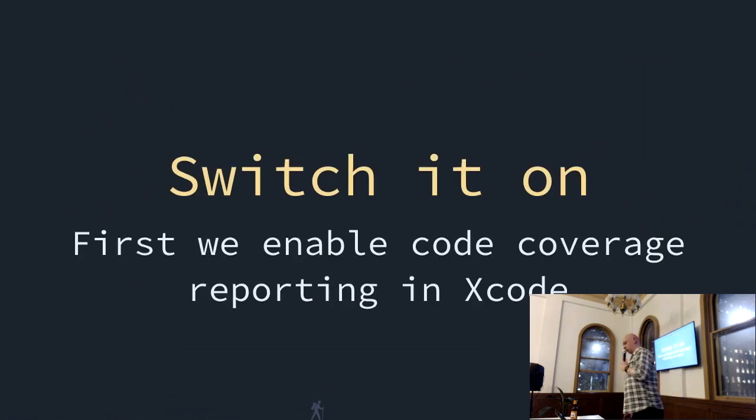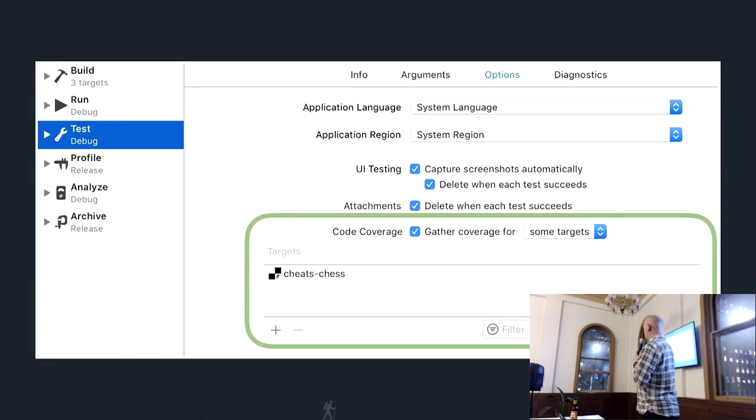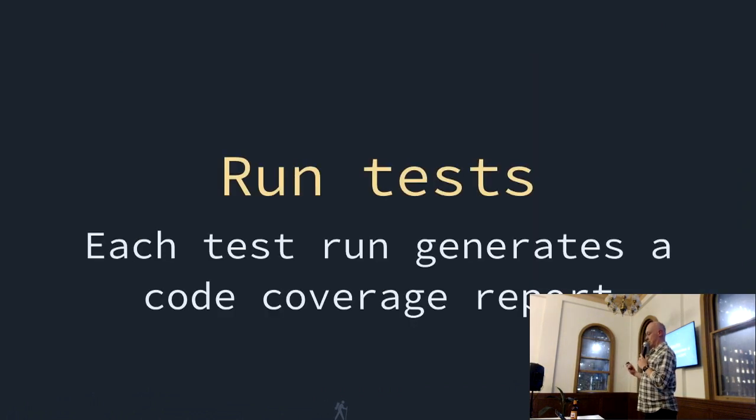Okay, so how do we do this? Switch it on, checkbox at the bottom there for code coverage. You check that and you select whether you want to cover all your targets or just one target. In this case, I selected just one target. Run your tests. Every time you run tests, it generates a code coverage report. It generates a report only for the things that were in the test run. So if you run your test for one file, your code coverage report will only cover that one file. It's just something to be aware of if you've disabled tests for your target.